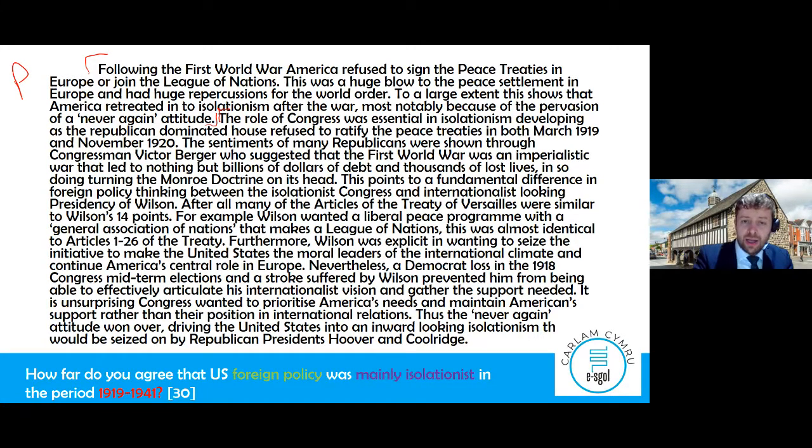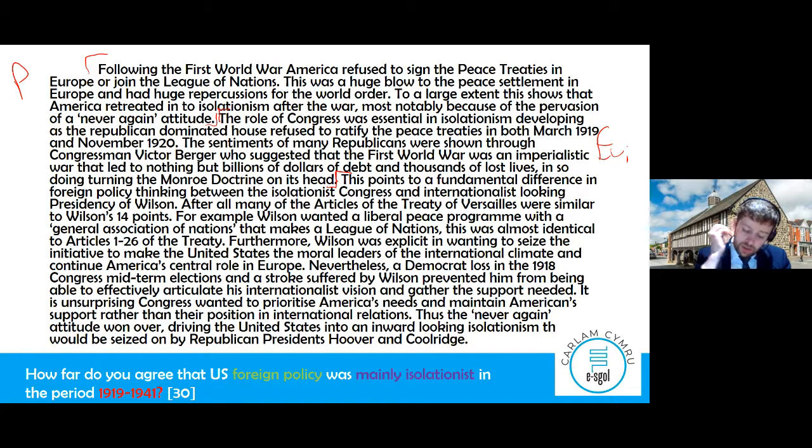Goes as far as this point here, right? This is my evidence. These are specific things to back this up. The fact that Congress didn't ratify the peace treaties. The fact that Congressman Victor Berger stated this. They are evidence of that retreat into isolationism. Evidence is my point. The next bit is my explanation.